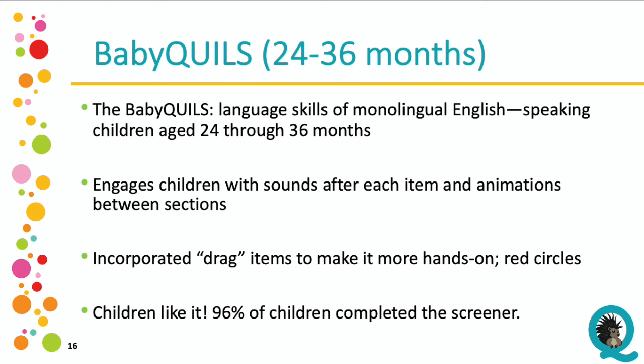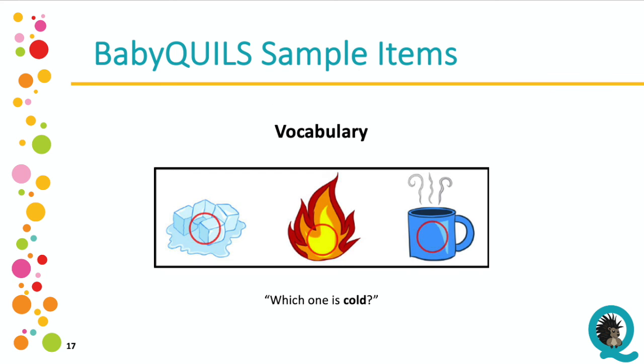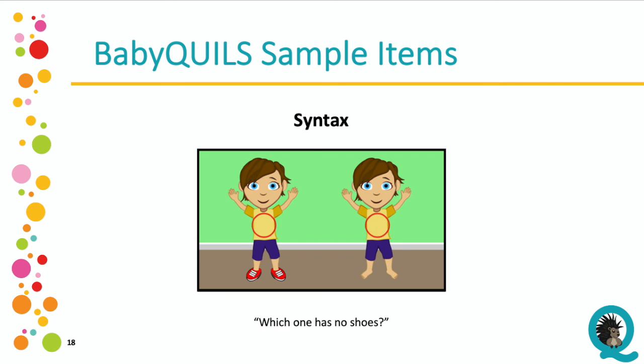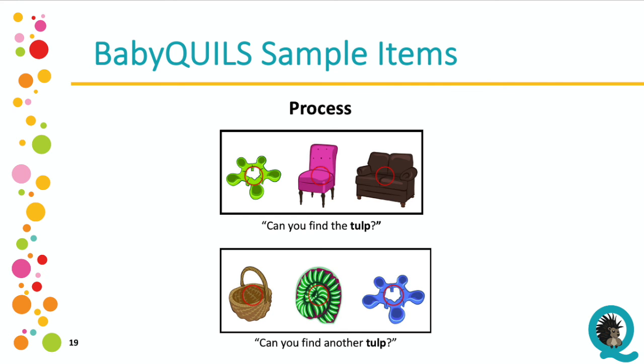The screener engages children with sounds after each item and animations between sections, and incorporated drag items to make it more hands-on, and red circles to guide the children towards pressing the screen. Even though 2-year-olds are notoriously difficult participants, 96% of children completed the screener, so these children seem to really like it. Here are some sample items from the BabyQUILS: a vocabulary item, a syntax item, and a process item.